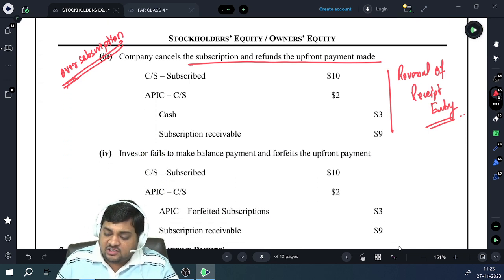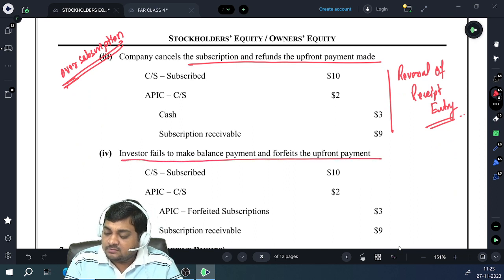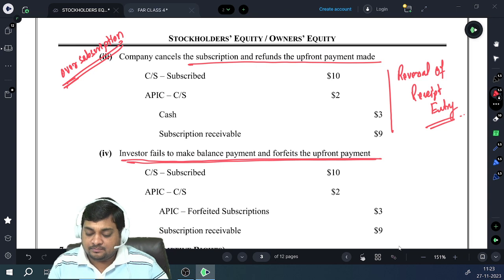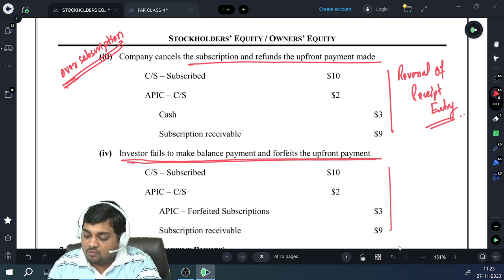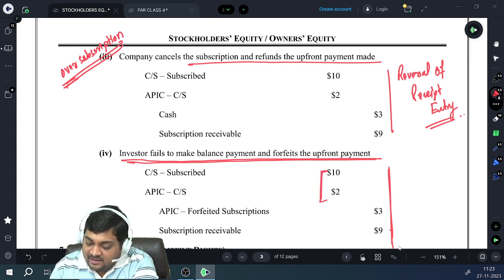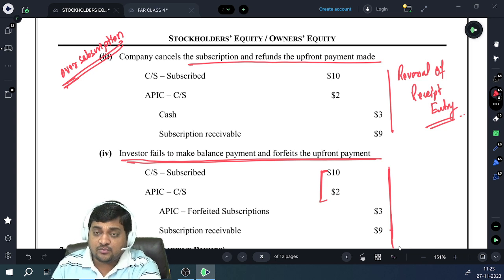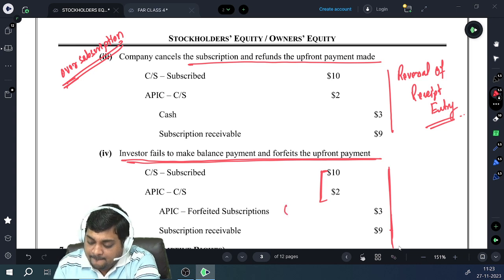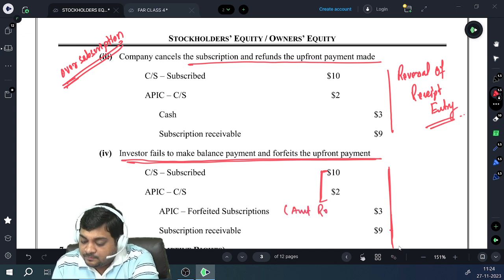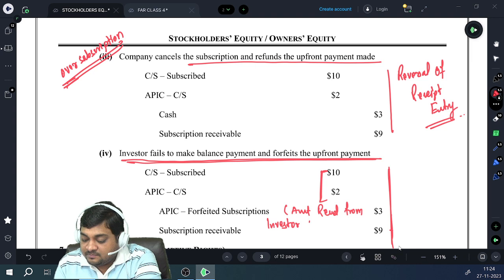Now once I have allotted the shares, if you fail to pay the balance money, what will I do? First of all, I have to cancel whatever I credited. In this case, you are not going to refund the money which the investor already paid; rather you are going to forfeit it. So this is additional paid in capital, forfeited subscriptions: amount received from the investor forfeited.